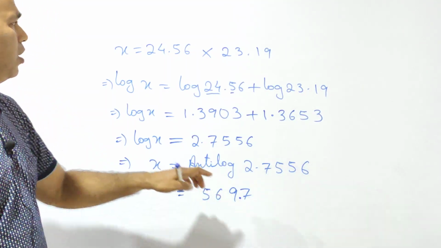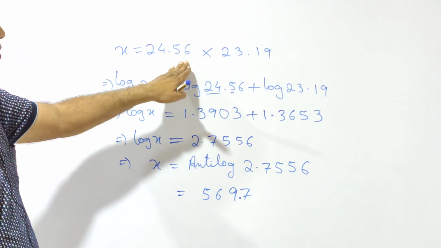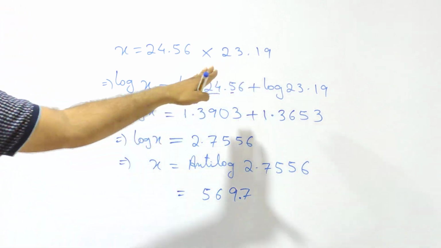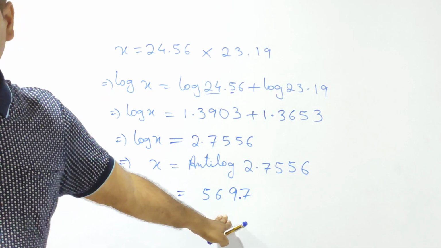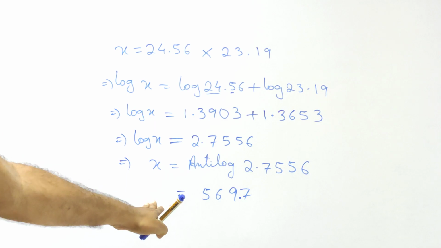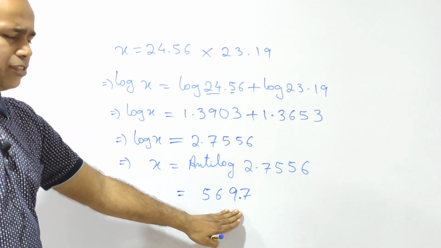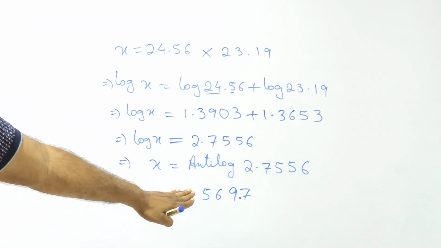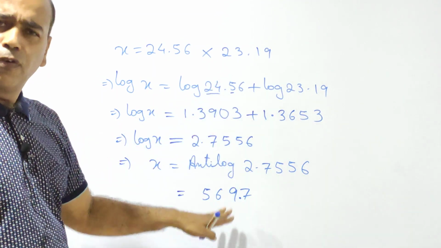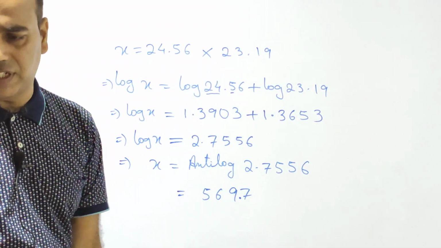That means 569.7 is the answer if you multiply 24.56 into 23.19, approximately. I hope so, students, I am clear. Approximately we get the answer, very much nearby. We don't get it exactly because this is a 4-figure logarithmic table.